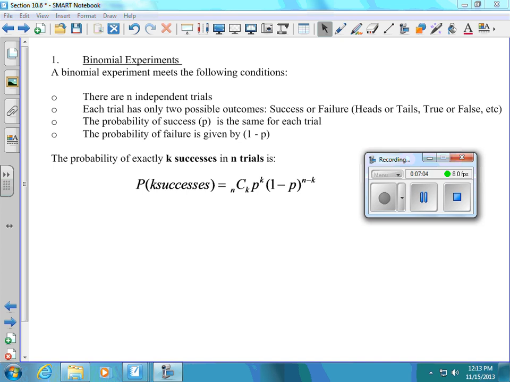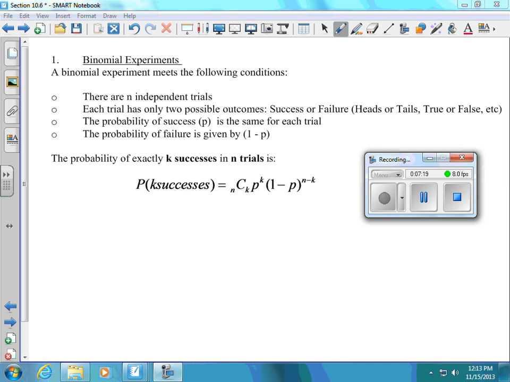And the probability of K successes in N trials is N C K, or combination, taking N things, taking K at a time, times the probability of success to the K power, times the probability of failure, or 1 minus P, to the N minus K power. It looks really hard, okay, but it's not so bad.